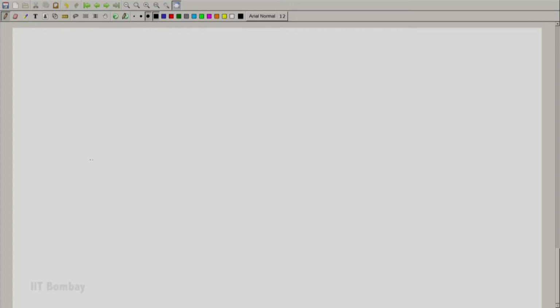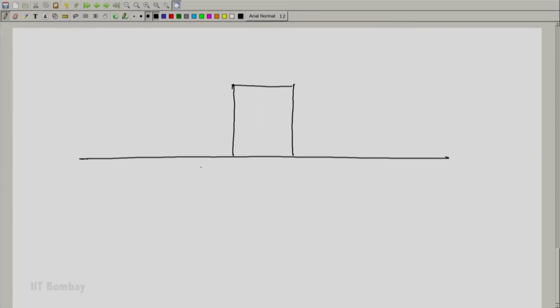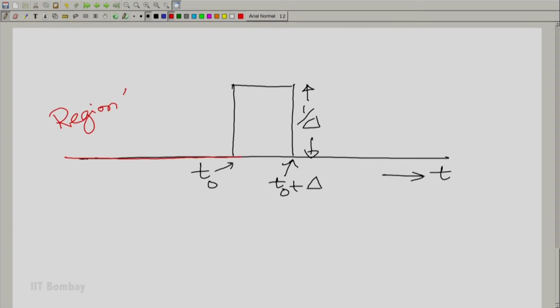So, I identify this point t0, this point is t0 plus delta, this height is 1 by delta, and this variable is t. And now I identify 3 regions. Region 1, up to here, t less than or equal to t0.